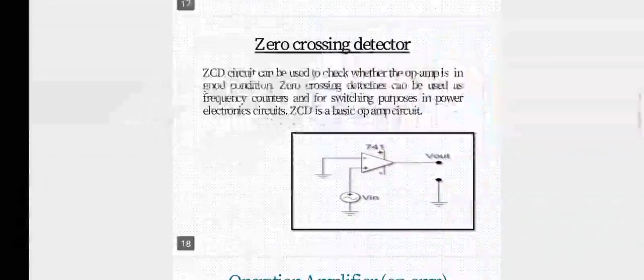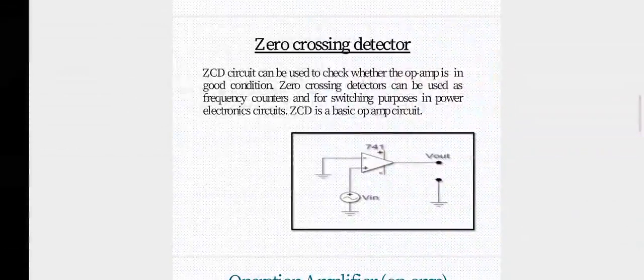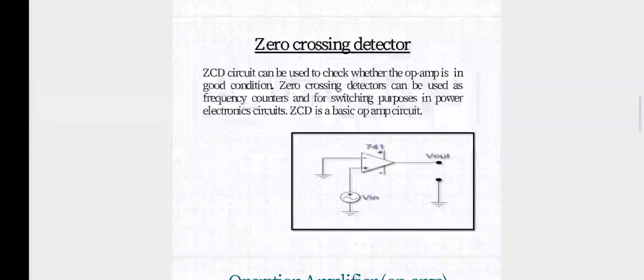Then the zero crossing detector. A zero crossing detector circuit can be used to check whether the op-amp is in good condition. The zero crossing detector can be used as a frequency counter and for switching purposes in power electronic circuits. The zero crossing detector is a basic op-amp circuit. So the zero crossing detector is used to find out the performance of the op-amp. That's why it is used to check whether the op-amp is in good condition or not.